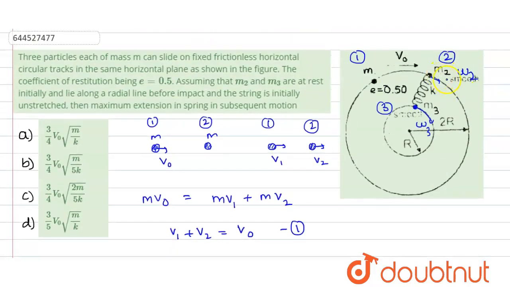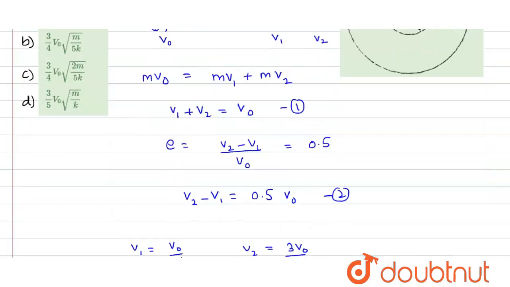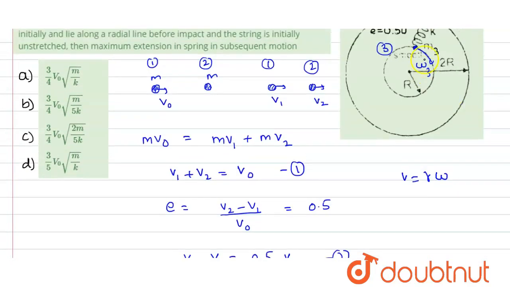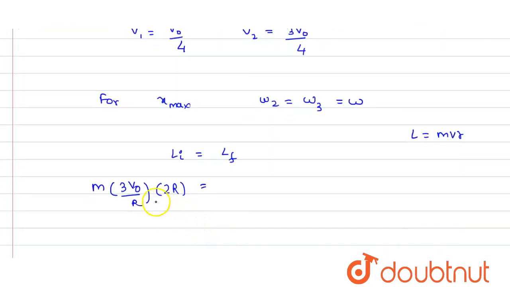Now when it gets this angular velocity omega, what would be the velocity? We know that v equals r times omega. So for mass 2, v2 would be 2r multiplied by omega, and for mass 3, v3 would be r times omega. So we can say that this is the initial angular momentum.